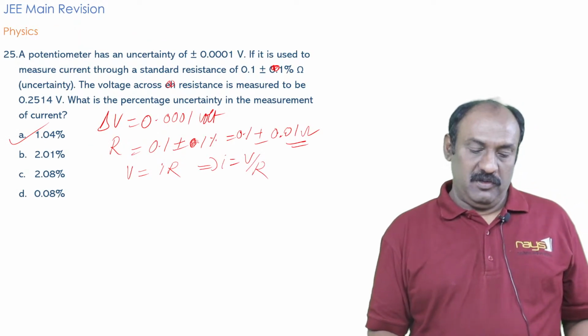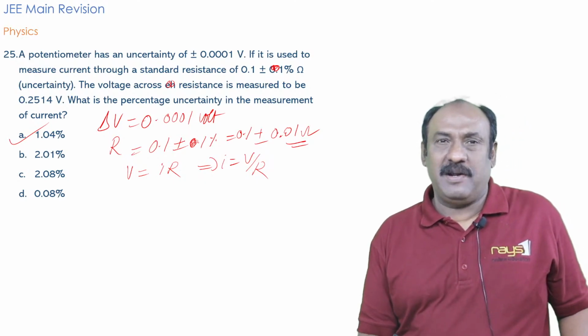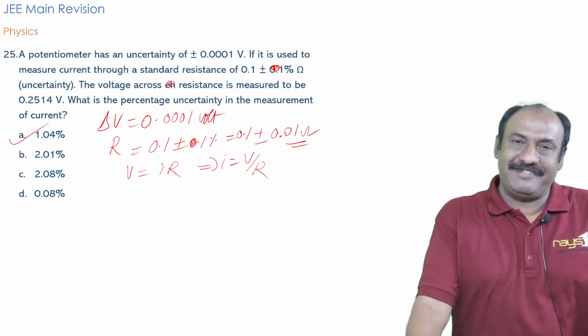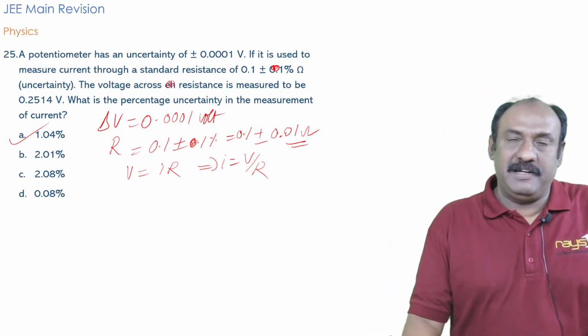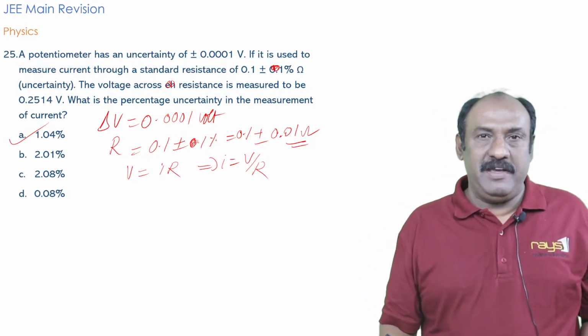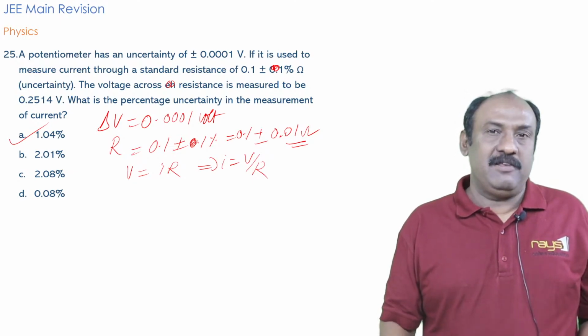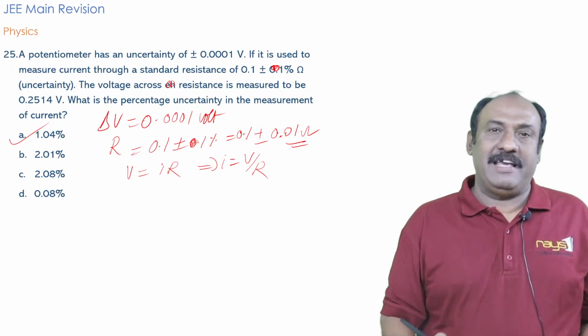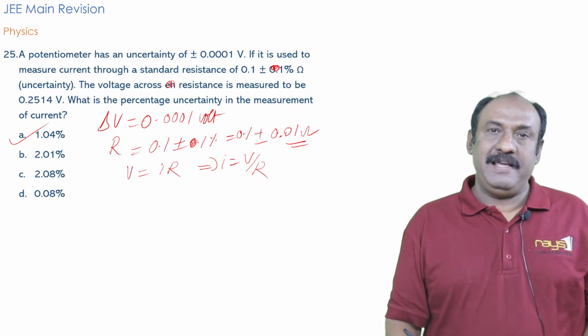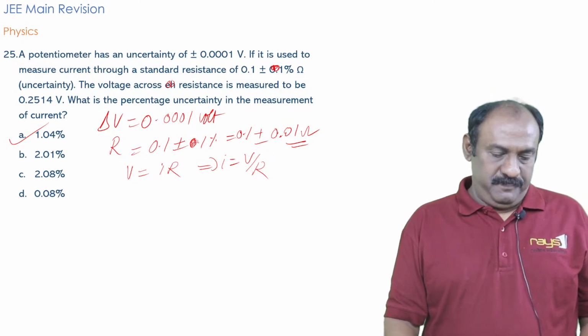So here we know the basic equation for potential difference, current and resistance: V equal to IR. From this, the percentage of error in the measurement of current is delta V by V plus delta R by R into 100. So the delta V value and delta R value are given. From this I calculated the percentage of error in the current measured by the potentiometer experiment.